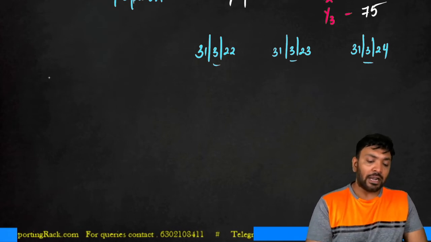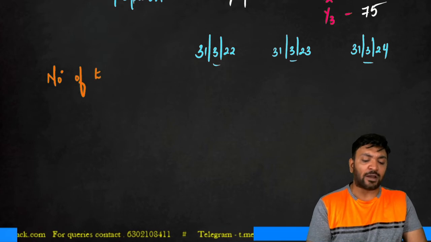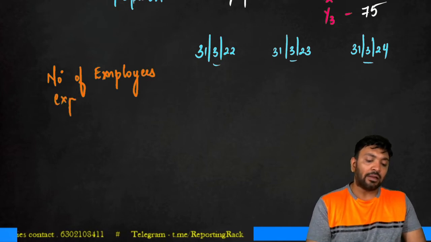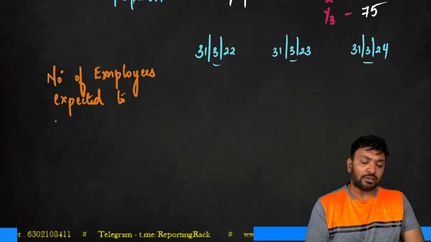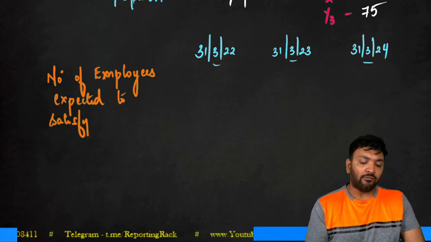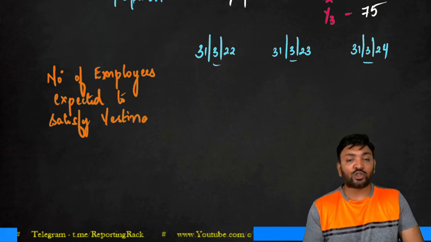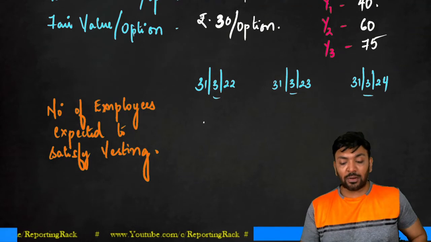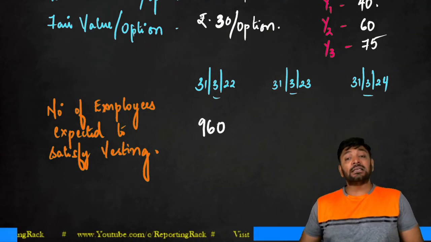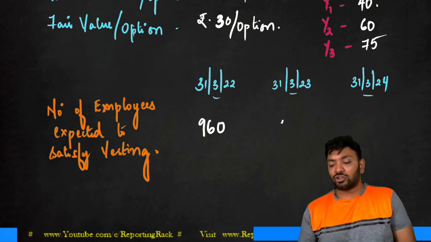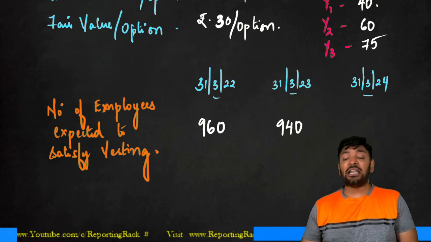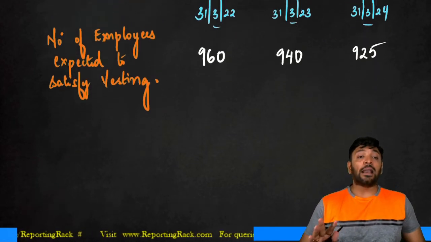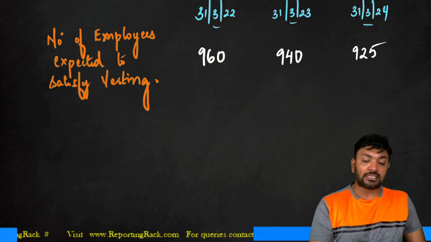First, start with number of employees expected to satisfy vesting condition. How many employees were there actually? 1000. But out of 1000, I am saying first year 40 could leave. That means how many employees could complete vesting? 960. Second year, I am estimating 60 people will leave within 3 years. So it became 940. Third year, 75 people left. 925. This is the number of employees expected to satisfy vesting condition. This is my part A.